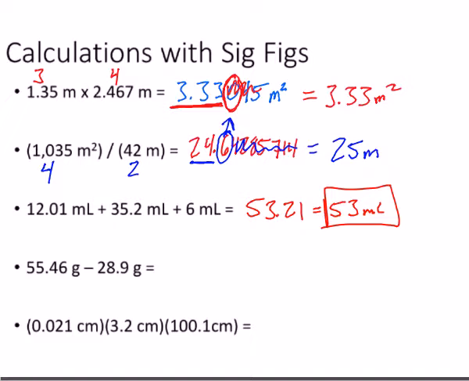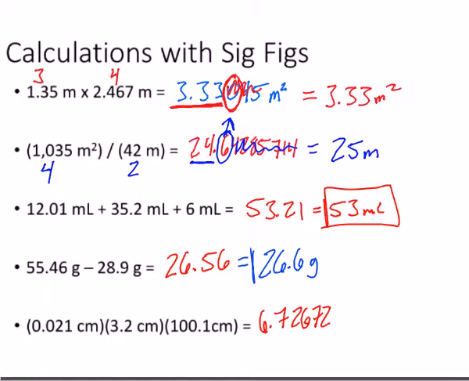All right, I want to give you guys a few minutes. Go through and finish 1 through 10. It would be 26.6 grams because you had 1 decimal place in 28.9.